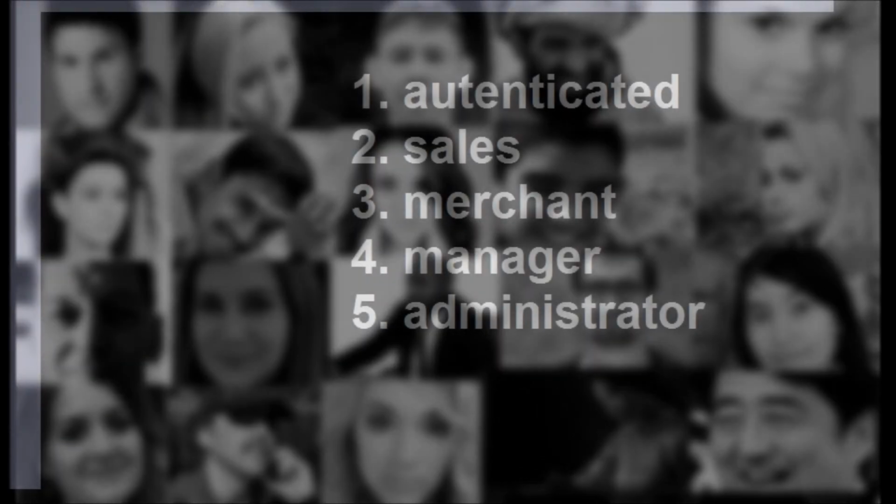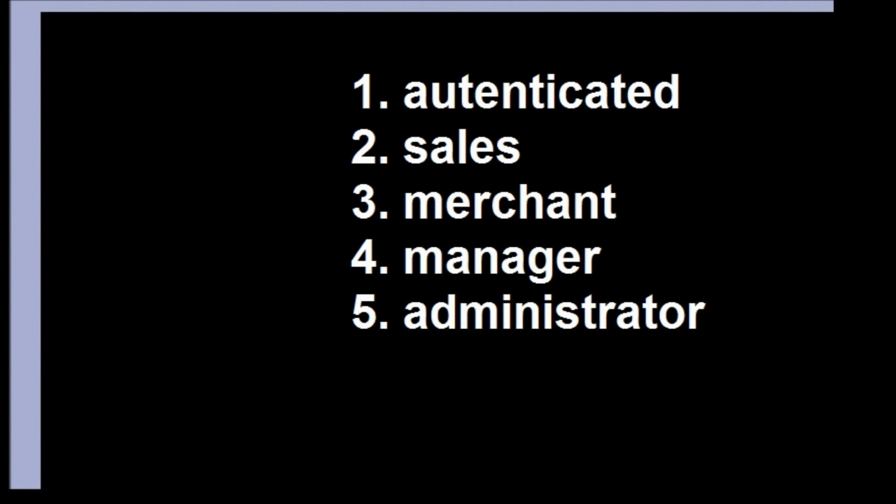Users can also have variables and permissions. We have 5 types of users. They are authenticated, sales, merchant, manager, and administrator. Each user type has more permissions to do different things on the site than the next. These relations between the user and the data are saved with any activity on the site. This keeps an automatic account of everything that happens on the site.